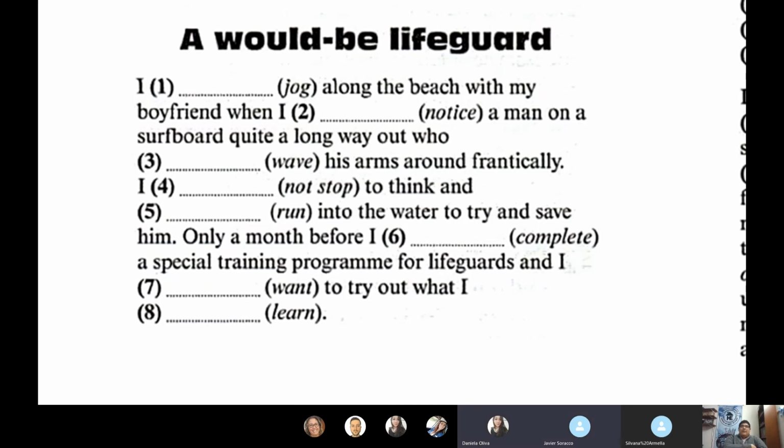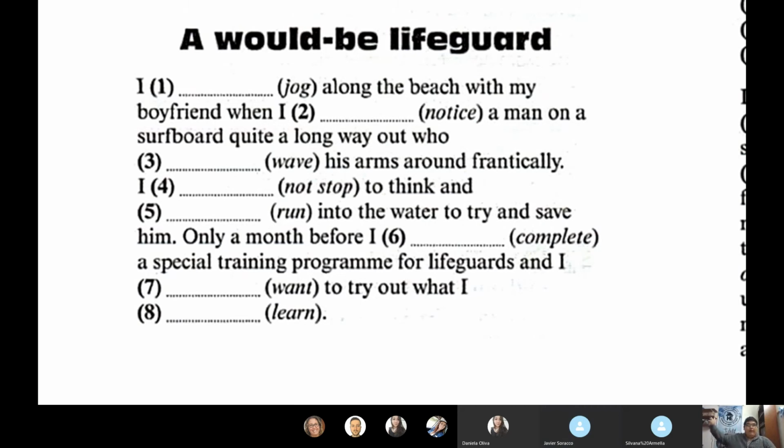I didn't stop to think and ran into the water. Okay, here we have a list of actions. Remember that here we use past simple and past simple. I didn't stop to think and ran into the water to try and save him.